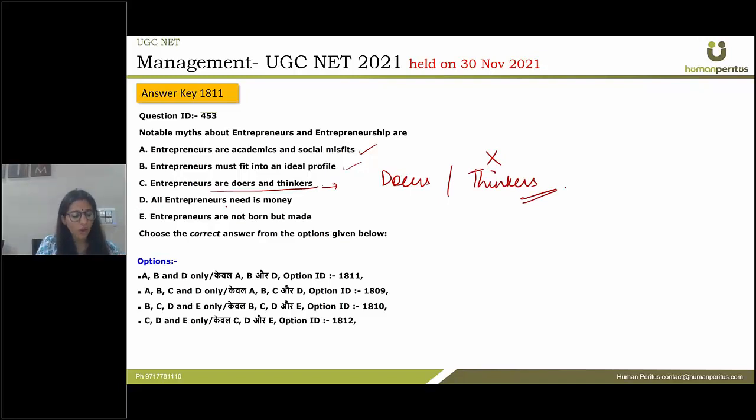Another one is all entrepreneurs need is money. Actually, this is a myth about them. Another one, entrepreneurs are not born but made. No, this is completely incorrect, because the myth is that entrepreneurs are born and not made. So the correct option comes out to be option number 1, which is 1811.